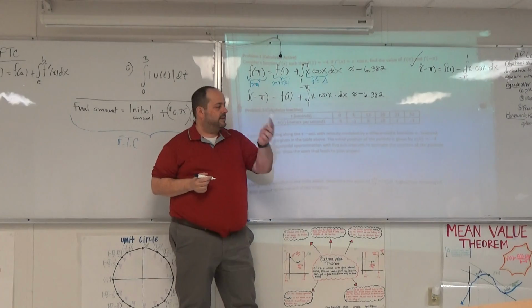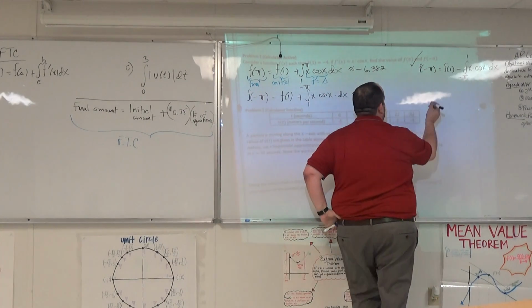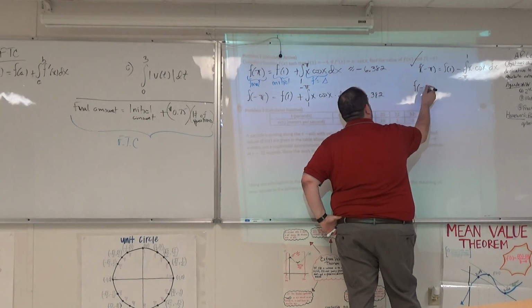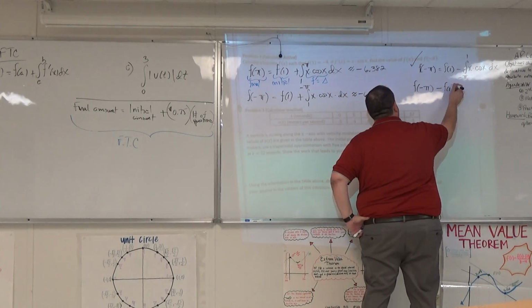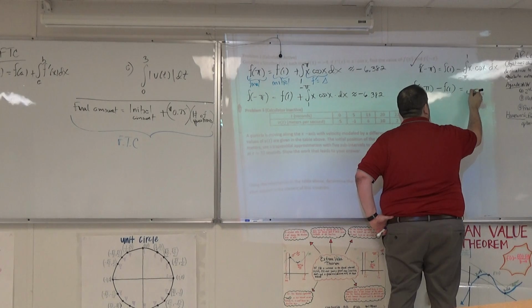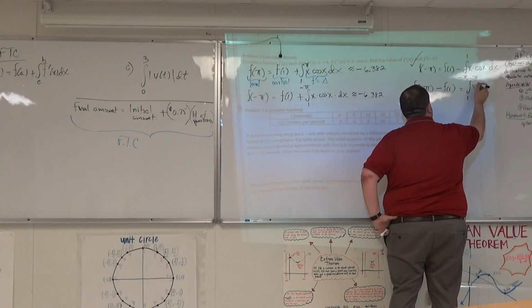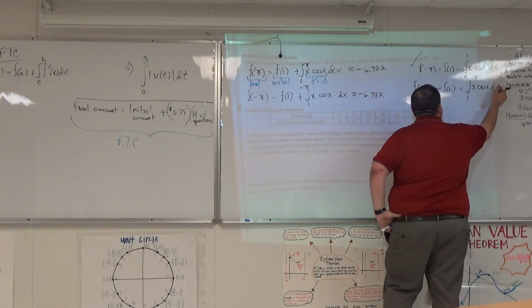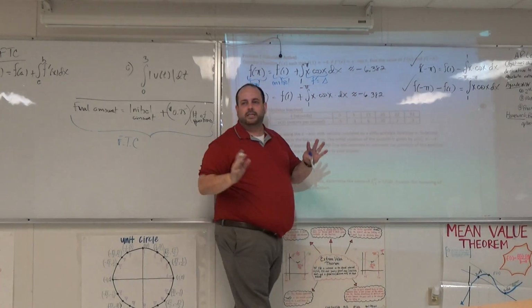Other ways. David. F of negative pi minus f of 1 equals the definite integral of 1 to negative pi of x cosine of x dx. Love it. These are all legitimate ways.